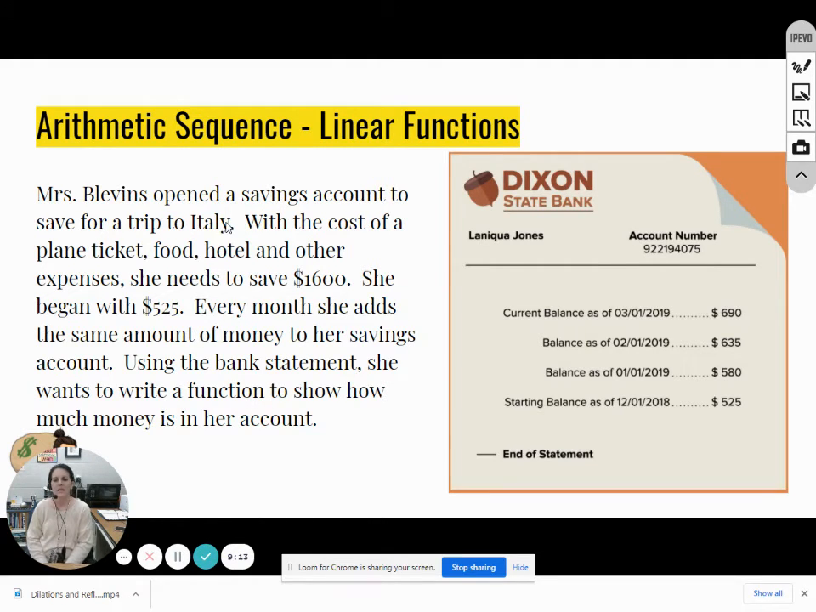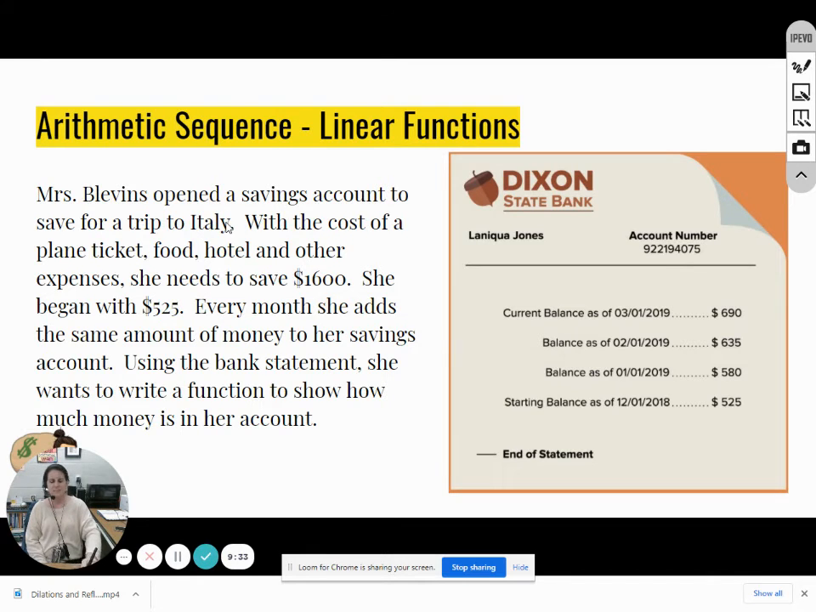So with the cost of a plane ticket, food, hotel, and other expenses, got to bring back gifts for the kids, right? I need $1,600. Probably going to need a whole lot more than that. I'm beginning my savings account with $525, and every month I'm adding the same amount of money to my savings account.